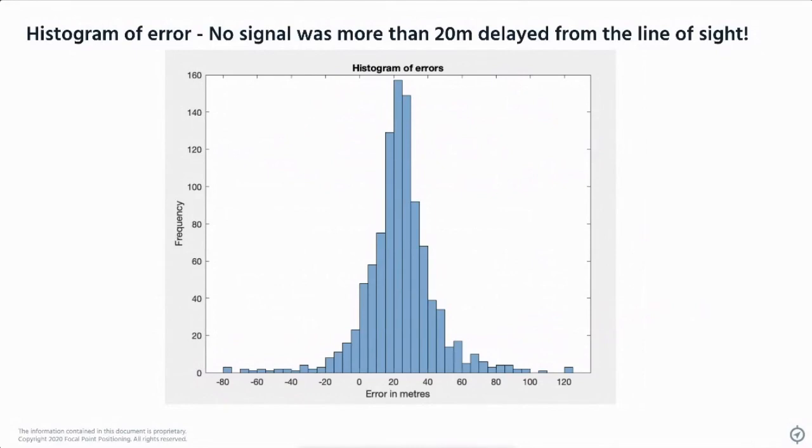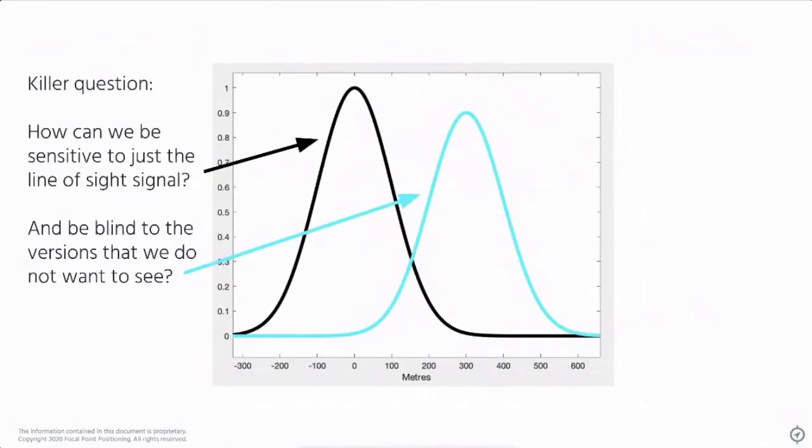You can have a very short delayed signal, a reflection from an object that's only a few meters away from you, and it can cause 100 meters or more of positioning error. So this has been a major problem for radio positioning for decades. And the killer question is, how can we design a system which is sensitive to only the line of sight pulse that we're interested in and blind to all of the non-line of sight stuff that we don't want to detect? And answering this question is what supercorrelation is aiming to do.